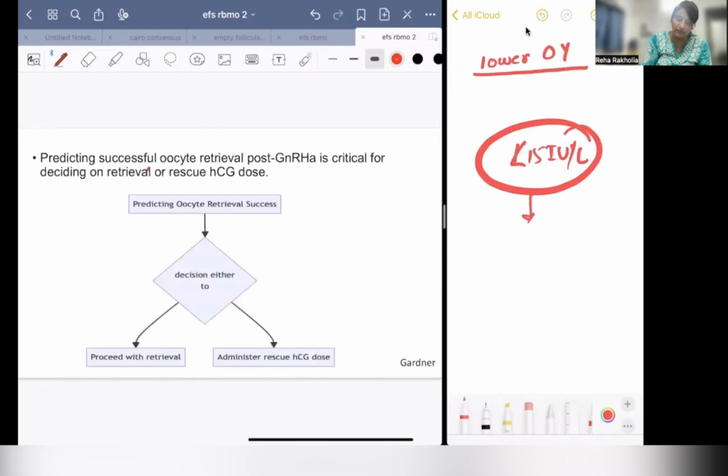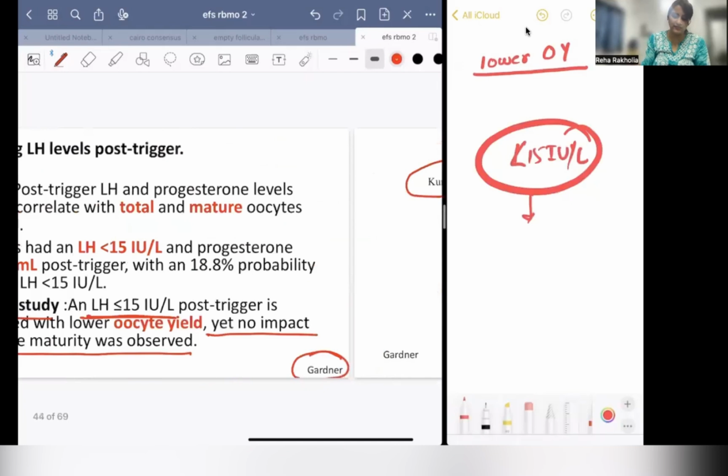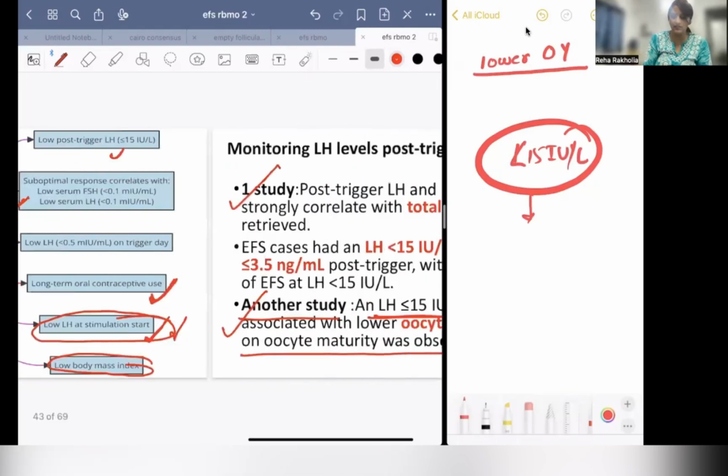See, predicting successful oocyte retrieval after GnRH agonist trigger is critical for deciding on retrieval or a rescue HCG dose. We have to decide whether to proceed with retrieval or to administer a rescue HCG dose. That's why predicting successful oocyte retrieval is very important. For predicting this, I have already told these factors. These factors show the probability of not obtaining oocytes after GnRH agonist.